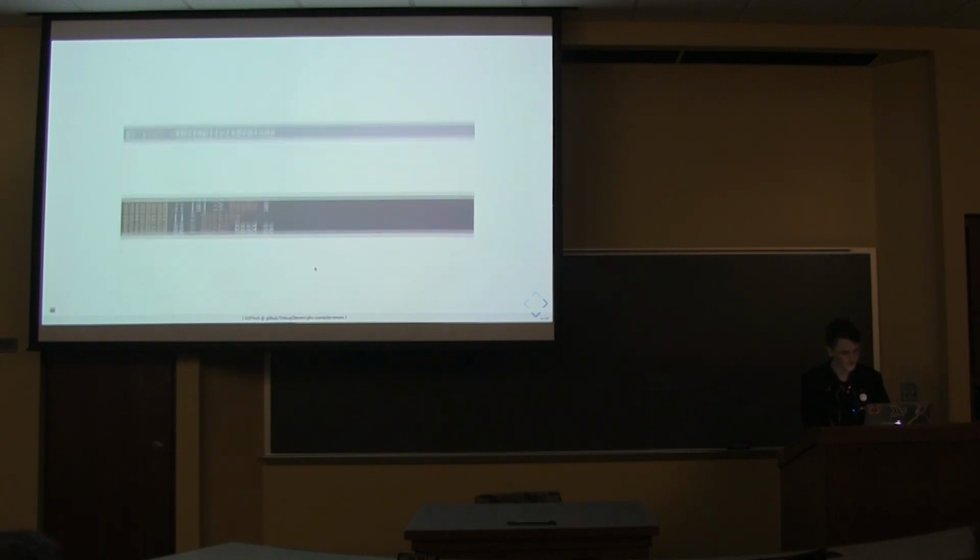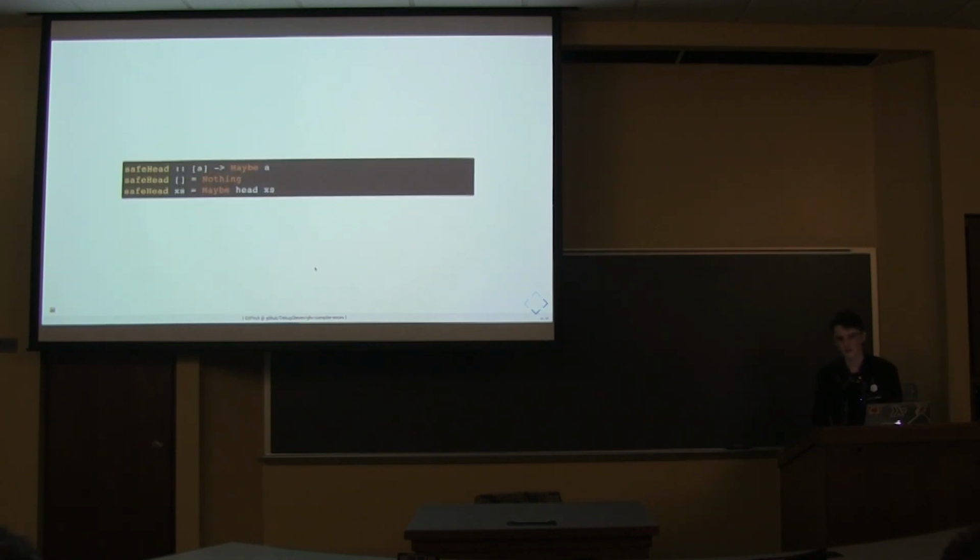One of the first things that you're going to do when you're starting off with Haskell is write a safe head function. A safe head here is, given a list of A, I might give you back an A if you have a list that actually has elements. If you have an empty list, you're going to get back nothing. And we're going to talk a little bit about this second case here.